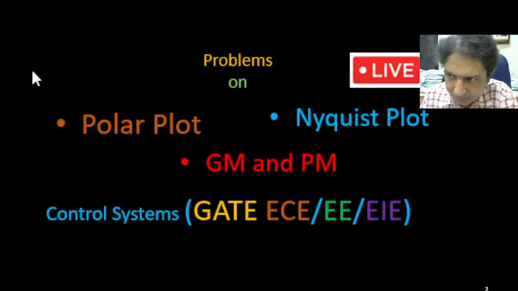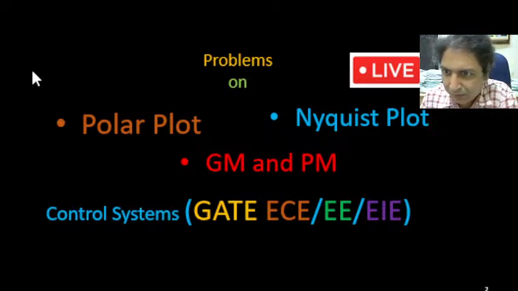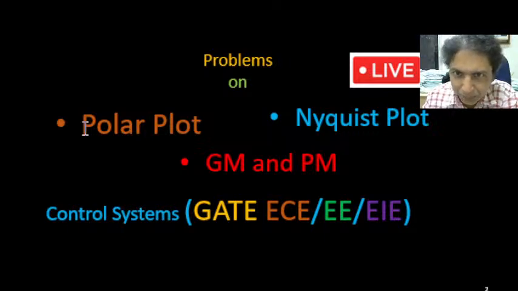Okay, thanks. So we'll start our discussion on those topics: polar plot, Nyquist plot, gain margin, phase margin. From control system, we'll discuss a few problems. I think students may join later, but we can start. We can give you a brief introduction about those topics, then we'll discuss a few problems from GATE papers.